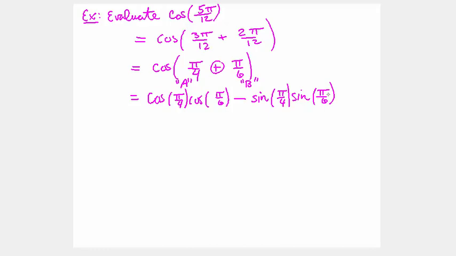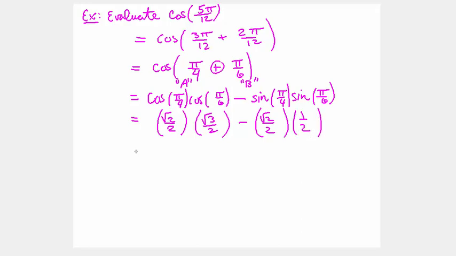All we have to do now is rely on our unit circle to convert all of these to exact expressions. So the cosine of pi over 4, of course we know this, is root 2 over 2. Cosine of pi over 6 is root 3 over 2. Moving on, the sine of pi over 4 is root 2 over 2. And the sine of pi over 6 is 1/2.